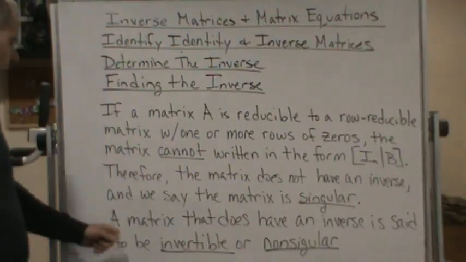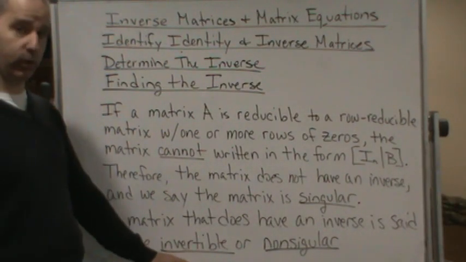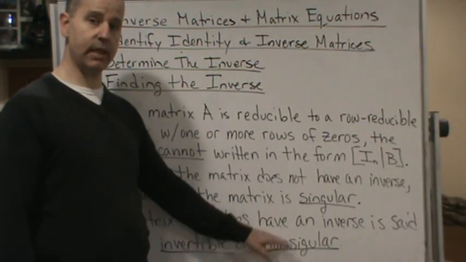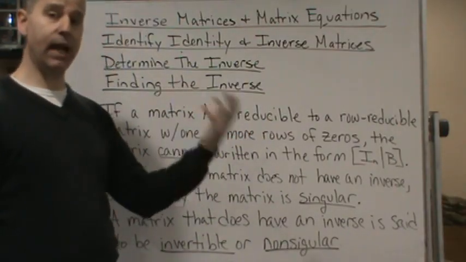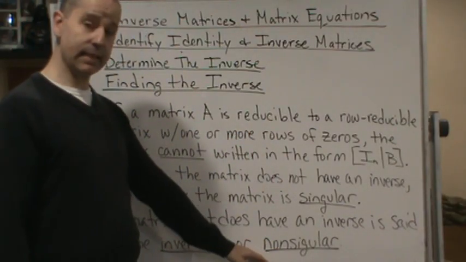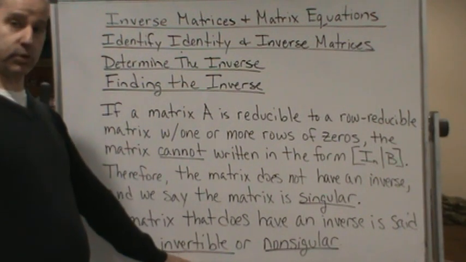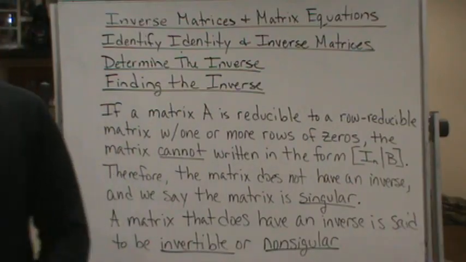Now, a matrix that does have an inverse is said to be invertible or non-singular. So we're going to start using the terms singular versus non-singular. Singular matrices do not have an inverse, whereas non-singular matrices do, and we also can call those matrices invertible. Okay? And that's it.